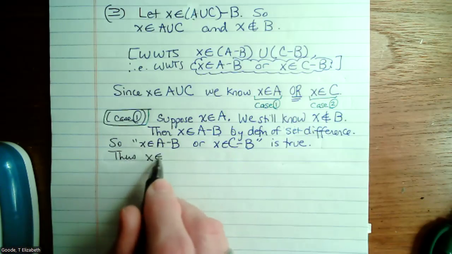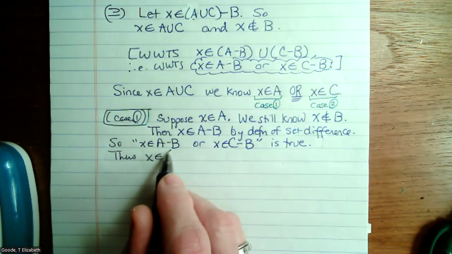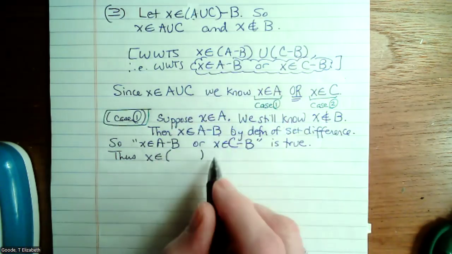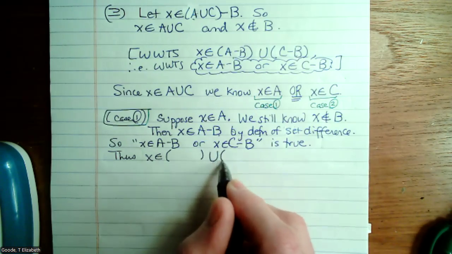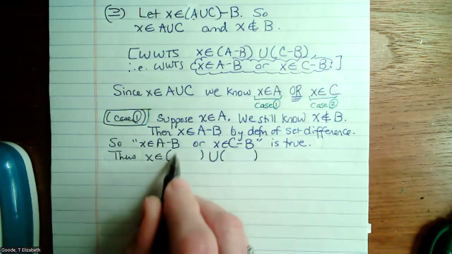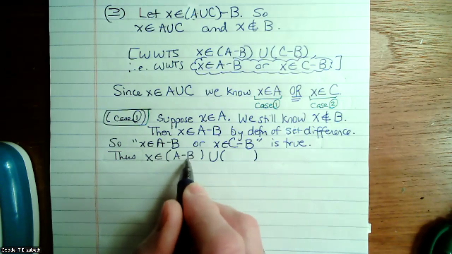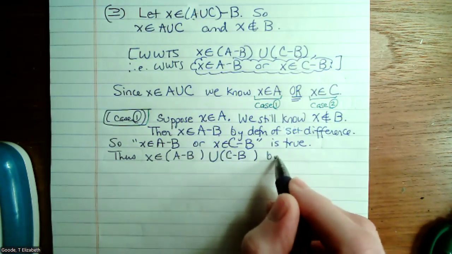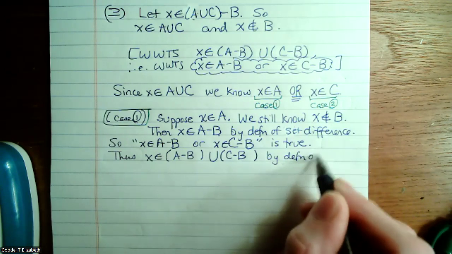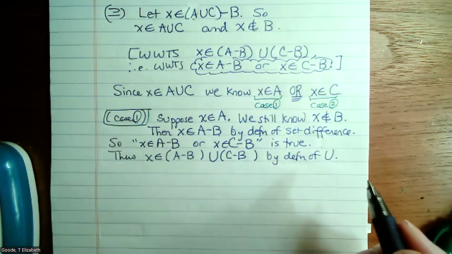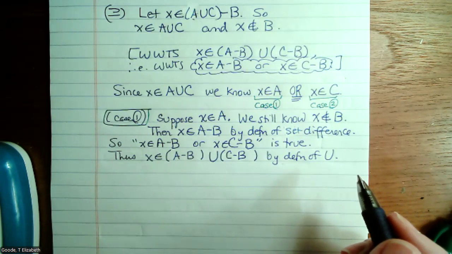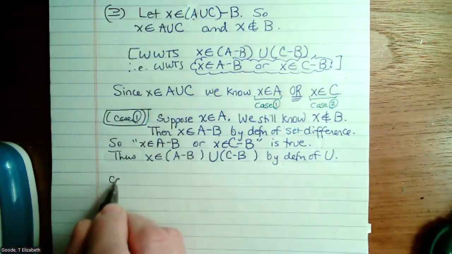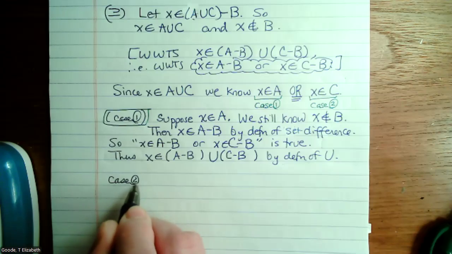Thus, x is an element of, keep your eye on your wish, the union of A minus B and C minus B, by definition of union. I see. Okay, now it's your turn to practice with case two.